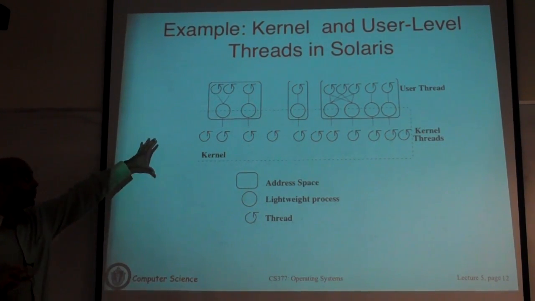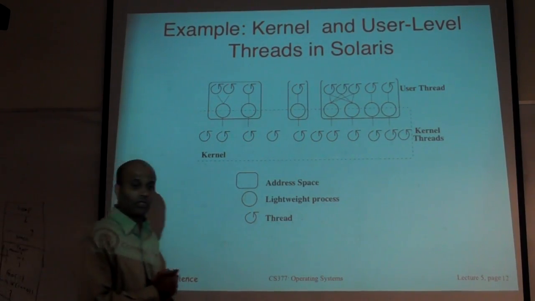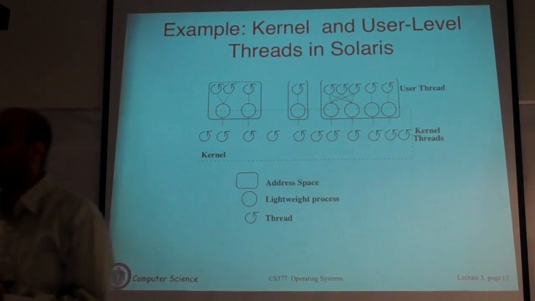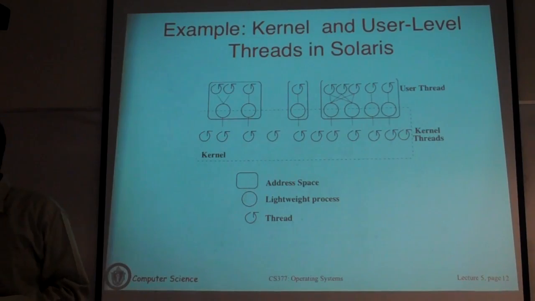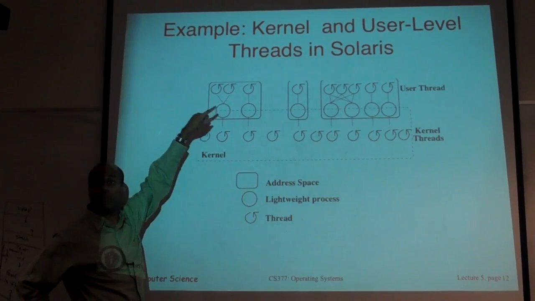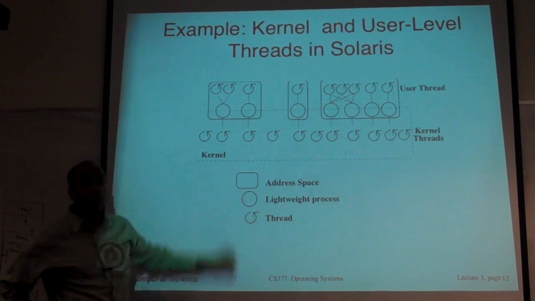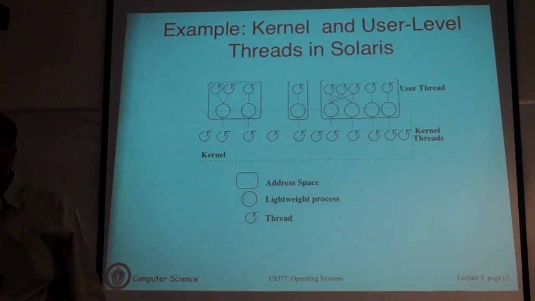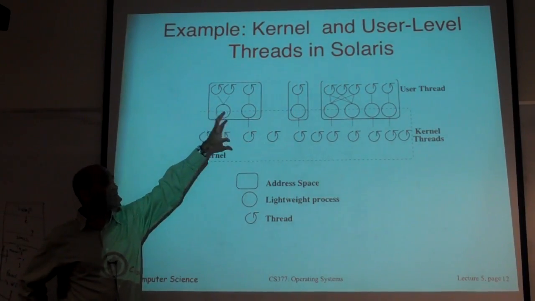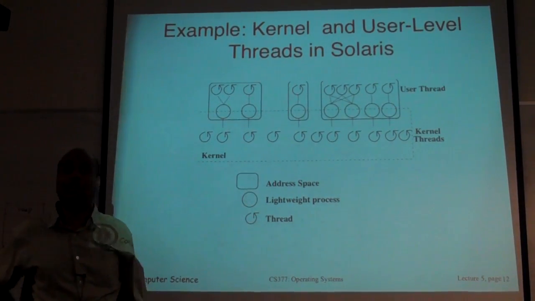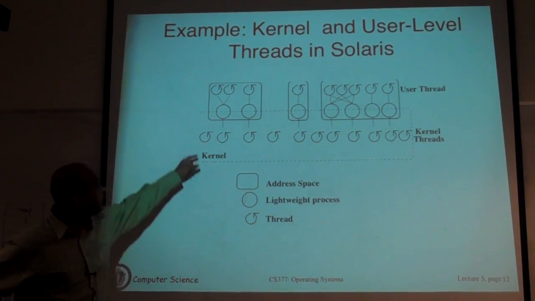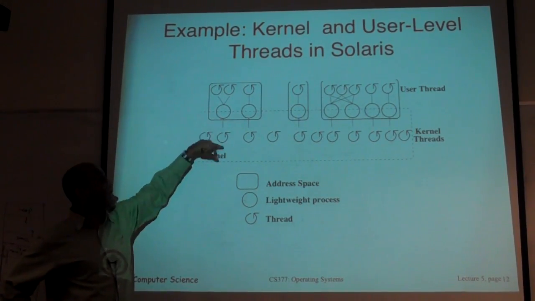So here is how Solaris works. Solaris introduced the notion of kernel level threads, but it is a lot more flexible than the model I just talked about. Solaris uses the notion of a lightweight process. The way to see it is that the box is an address space. These curly arrows in the box are user level threads. The circles within the box are lightweight processes. Lightweight processes are entities within a process that the kernel actually knows about and can schedule independently of others. And then it also has kernel level threads that lightweight processes are mapped into.